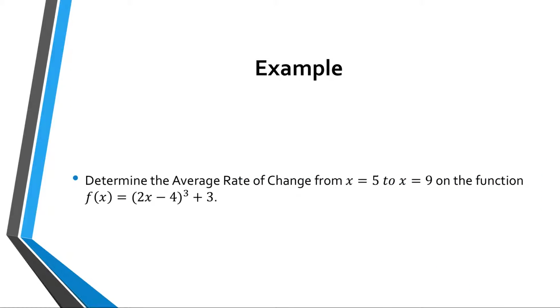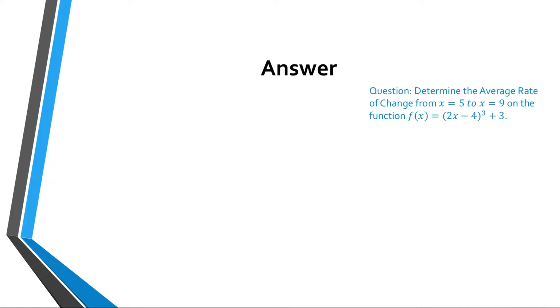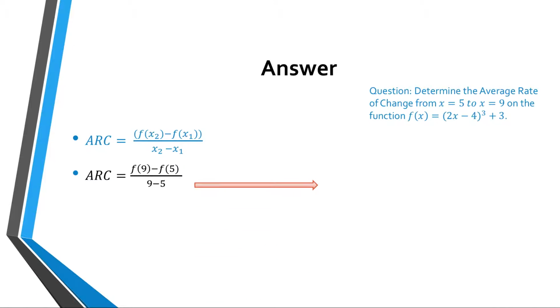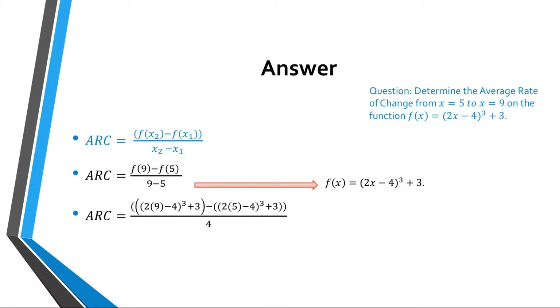Here's an example. Determine the average rate of change from x equals 5 to x equals 9 on the function f of x equals (2x minus 4) cubed plus 3. Using the new formula, plug in f of 9 as f of x2 and f of 5 as f of x1, and similarly, 9 as x2 and 5 as x1. Then, expand using the rational function given and solve.